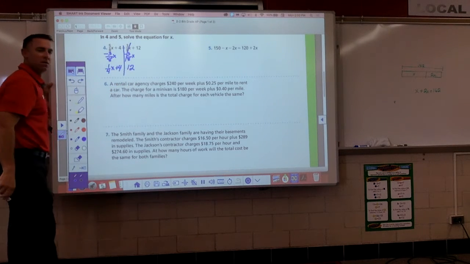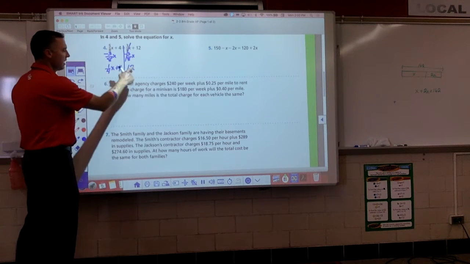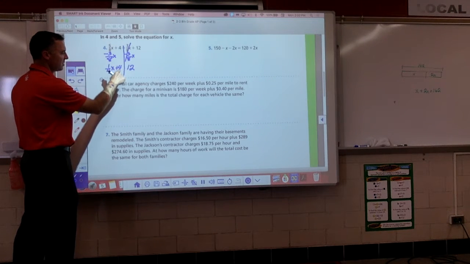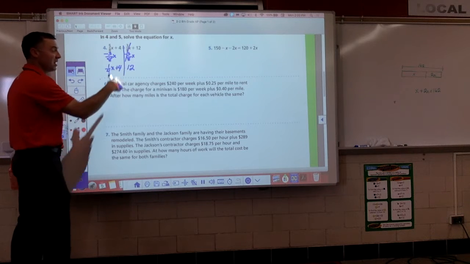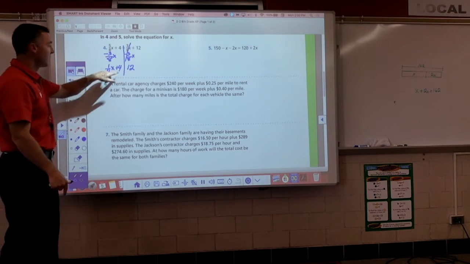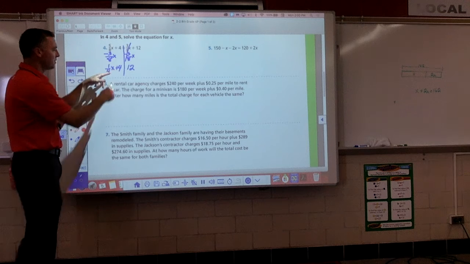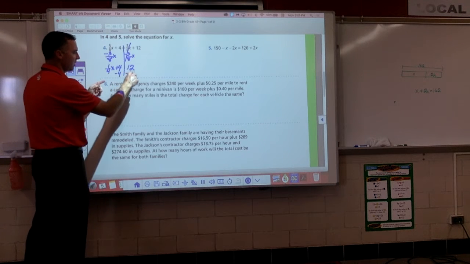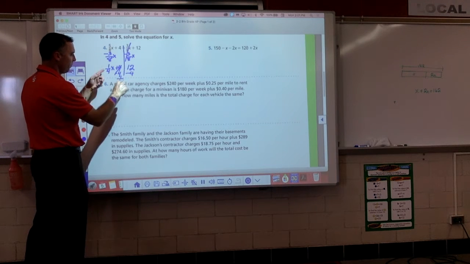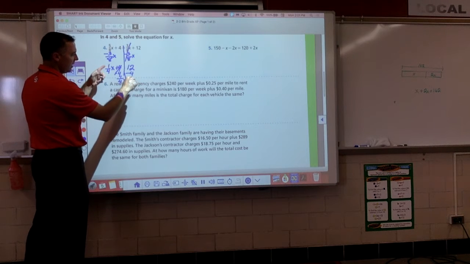That was magical. Next step, variable term, constant term. Get rid of the constant term. Now, in this case, I'm not going to add 4 to both sides because I've got to do the inverse or opposite of adding 4, which is subtracting 4. That leaves me with 1/4 x over here and an 8 over here.